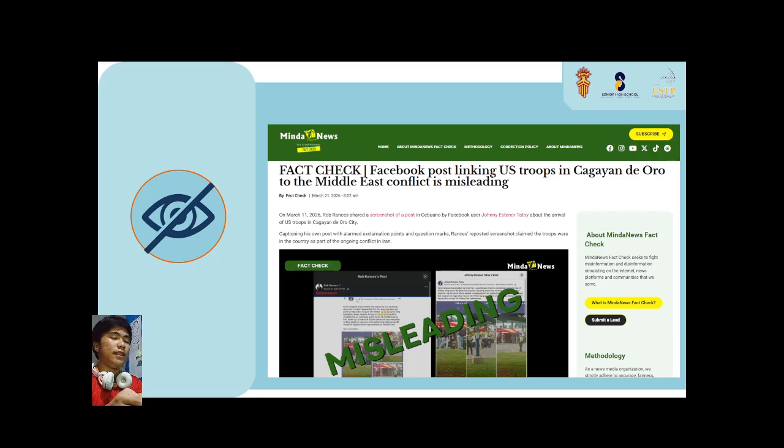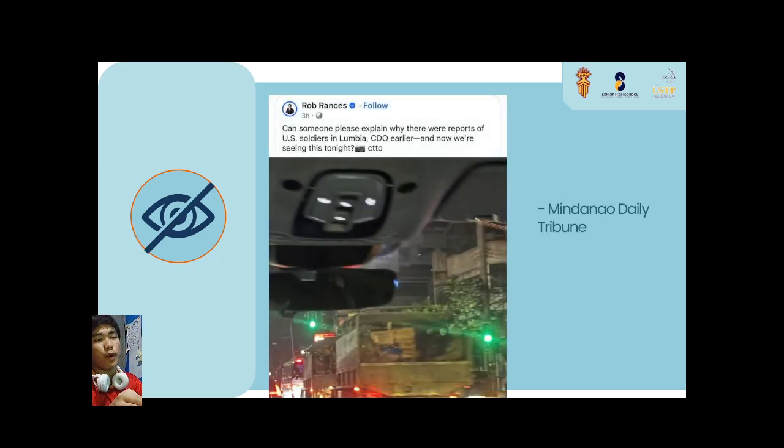But it didn't stop there. In another post cited by the Mindanao Daily Tribune, the same guy, yet another time, caused panic amongst Cagayanons when he posted this photo. It turns out, this image is not related to war. This image is actually of the Enhanced Defense Cooperation Agreement, also known as EDCA, or the annual Balikatan Exercise, which forms the backbone of modern military cooperation between the Philippines and the United States.